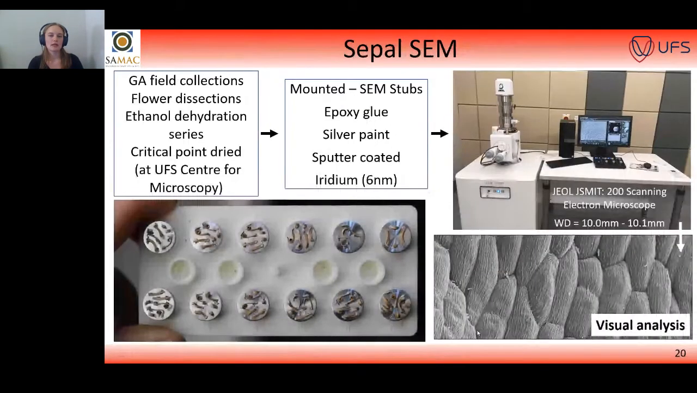In order to analyze the sepal surfaces of the flowers of each of the different cultivars, scanning electron microscopy was done. Field collections were done into glutaraldehyde. The flowers were dissected and taken through a dehydration series. They were then critical point dried and mounted onto SEM stubs. Photos were then taken using the SEM, and a visual analysis was done of the photographs taken.